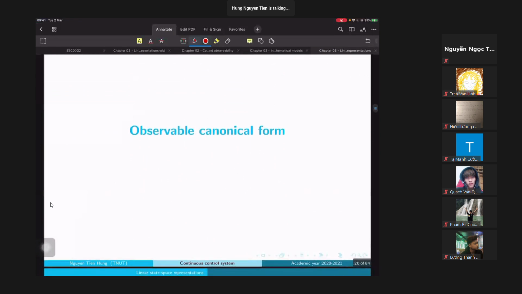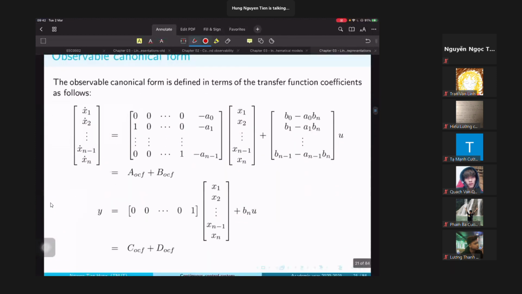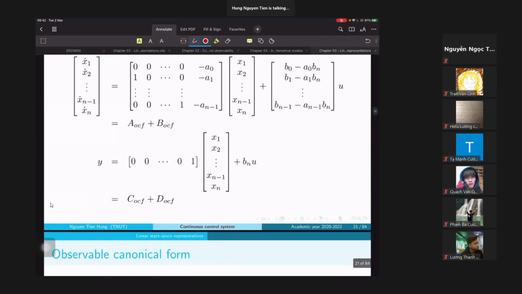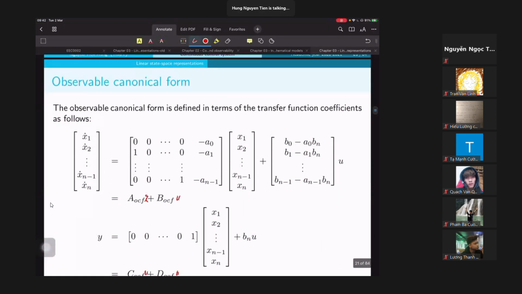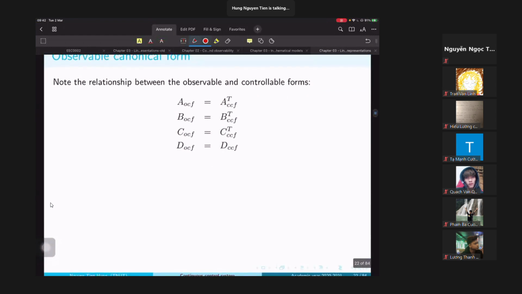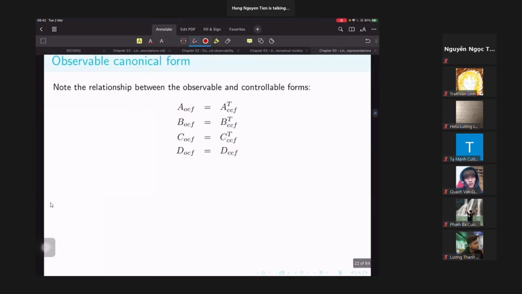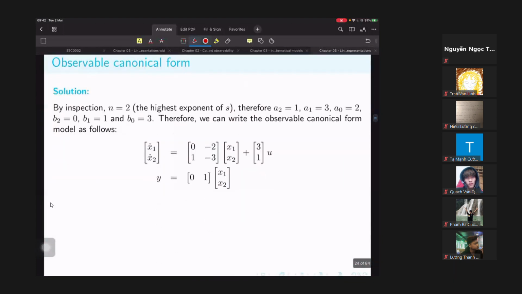And another form, this is an observable canonical form, but actually this is a transposed of the canonical form. Okay, the controllable canonical form, then we can observe that the observable canonical form equals the transpose of this, transpose this, transpose this. And this doesn't change. Okay, so we got some example about it.